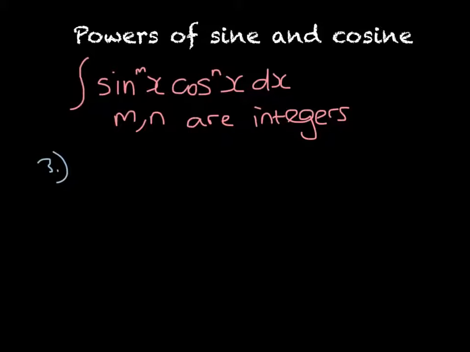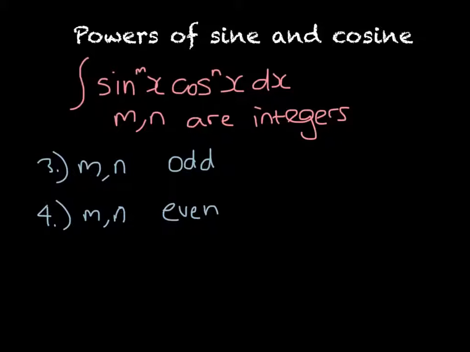Case 3 is that m and n are both odd, and when that happens, you can do either of the instructions given in cases 1 and 2. And case 4 is that m and n are both even. Unfortunately, when this happens, there's no set way to solve the problem. You'll just have to try to play around with your sine and cosine trig identities until you can get something you can integrate.